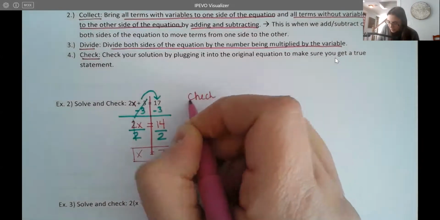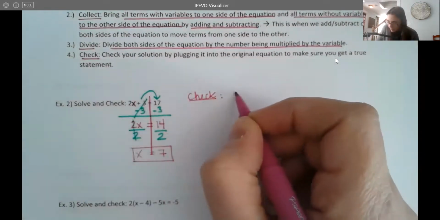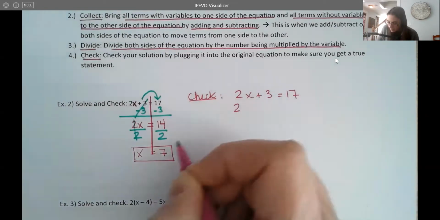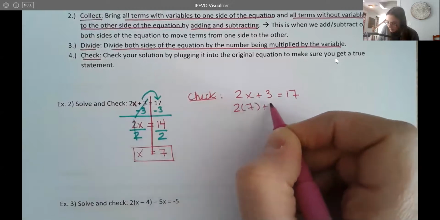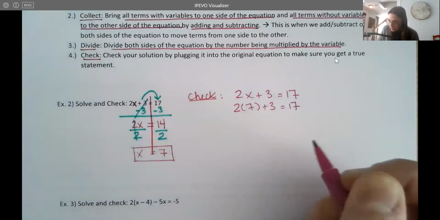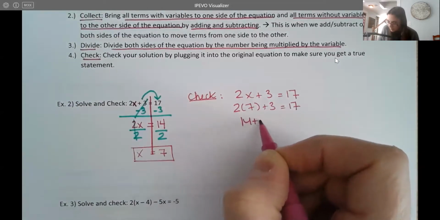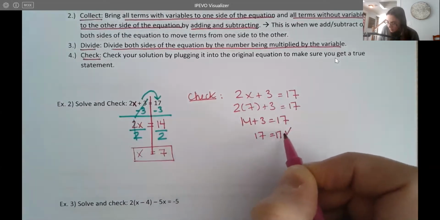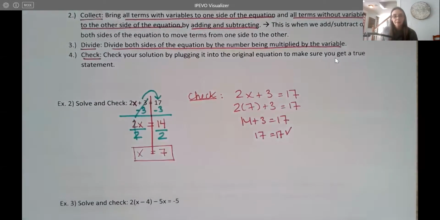And the last thing you can do is to check. So I always go back to the original problem to check my answer. I'm going to replace the x with 7. 2 times 7 is 14. And 14 plus 3 really is 17. So this is good. My answer checks out.